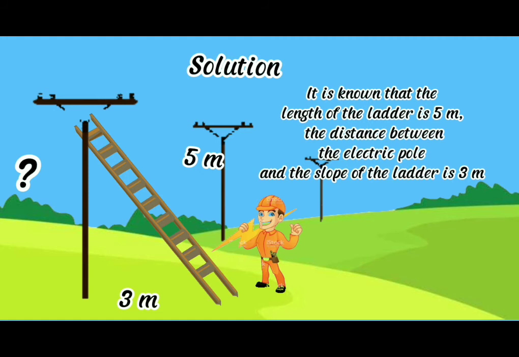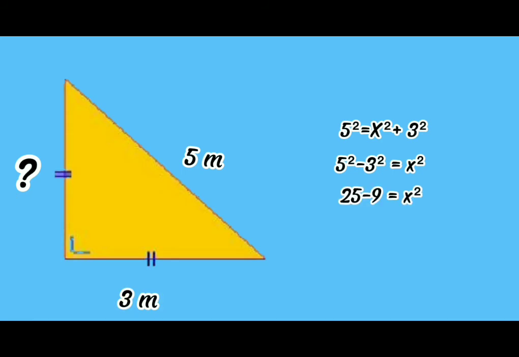Okay, we enter the solution. The solution is we write what is known first. It is known that the length of the ladder is 5 meters. The distance between the electric pole and the foot of the ladder is 3 meters. And what is asked is the electric pole. From the previous illustration, we can make a right triangle as follows, and the solution can be written.